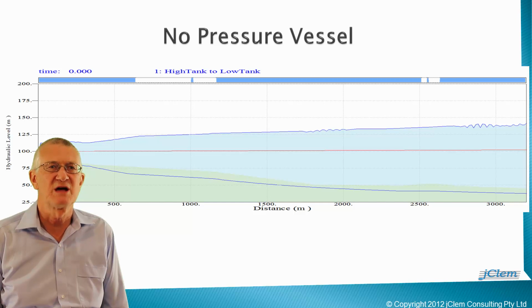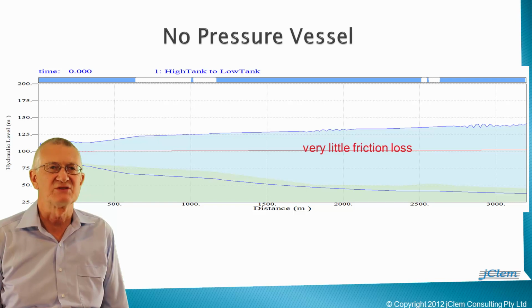First, here are the results of a simulation of the system without any surge protection. We are looking at the envelope of transient heads along the pipeline from the pump station on the right to the high tank on the left. Looking at the initial hydraulic grade line, shown in red, note that there is very little friction loss in this system. As we will see later, the lack of friction plays a big role in the dynamics of this system.